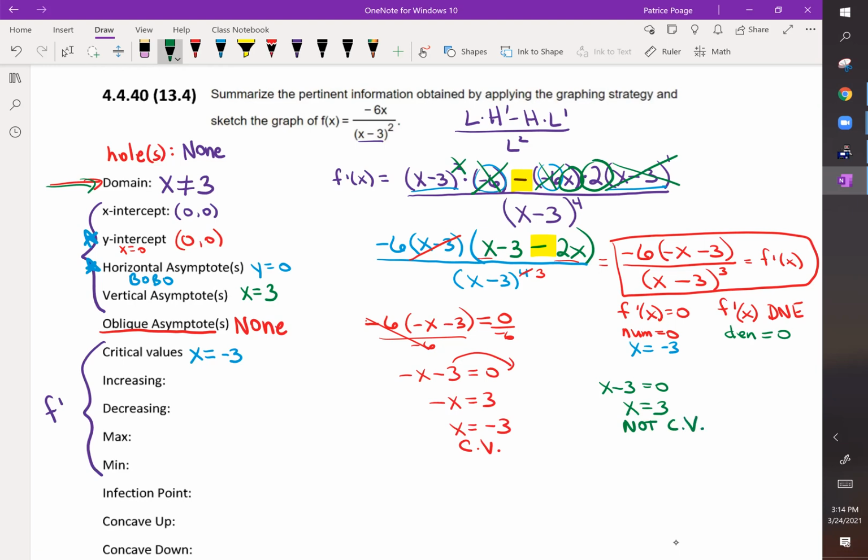However, it's still important enough to go on a number line. So I'm going to put out a number line and I'm going to put -3 and 3. But underneath 3, I'm going to make myself a note that this is not a critical value. Otherwise, I tend to get confused as the problem goes on, and it may look like a max or min, and I don't want to accidentally say it is when it's not. Picking numbers to the left and right, I'm going to test all of these numbers in the first derivative.